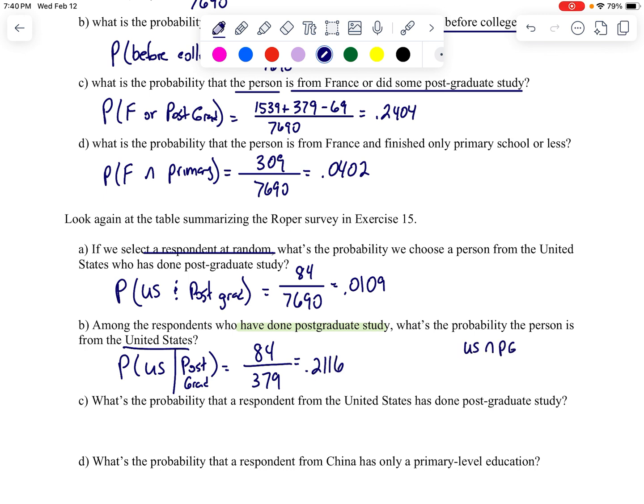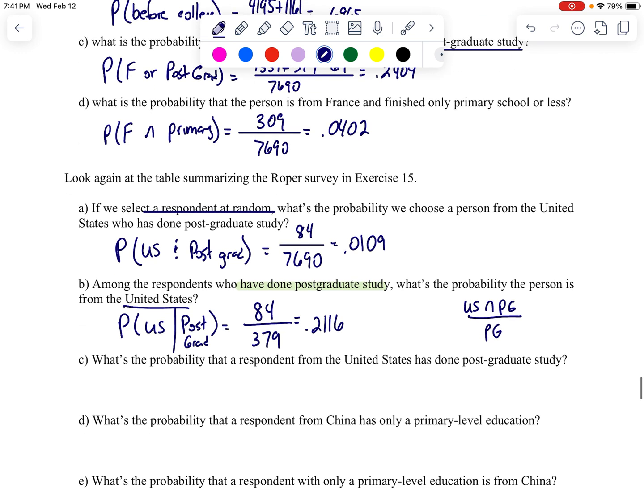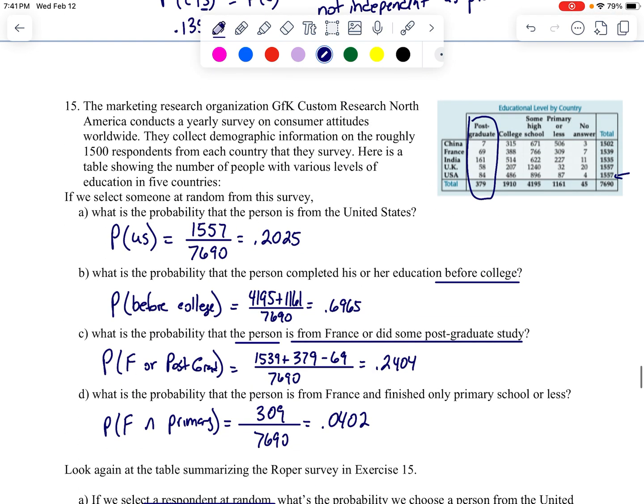Again, if we were doing that, we would need US and postgrad divided by postgrad, okay, is really what we're doing when we do that. What is the probability that a respondent from the United States, all right? So again, if we highlight the respondent from the United States, so I know that when I do this, I am only interested in looking at the United States. So I'm going to come up here, I am going to erase this circle, and we're going to be talking about only the respondents from the United States.